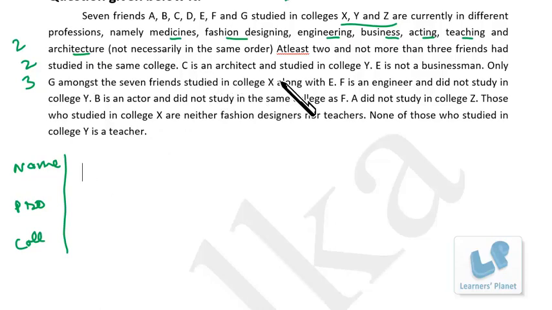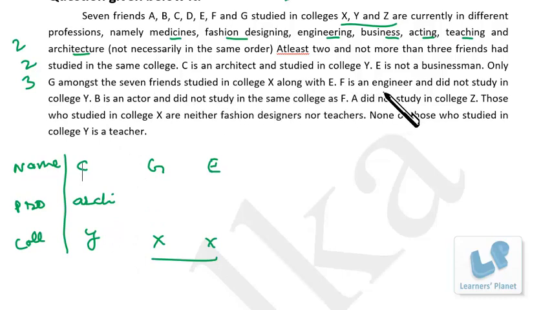C is an architect and studied in college Y. So C, architect, college Y. E is not a businessman. Only G amongst the 7 friends studied in college X along with E. So G and E, college X. 2 people are there only.